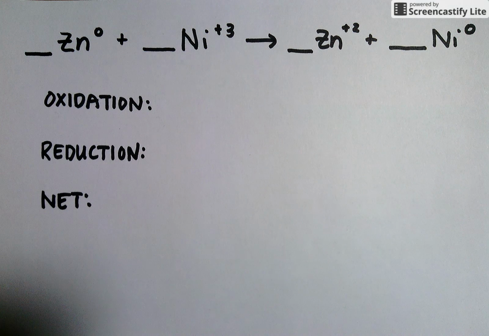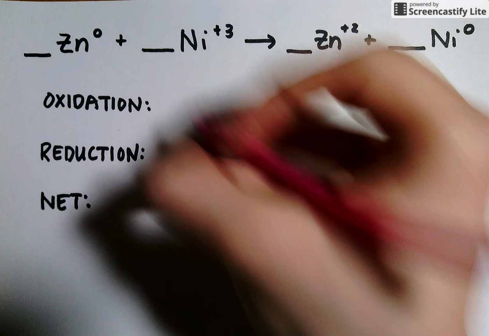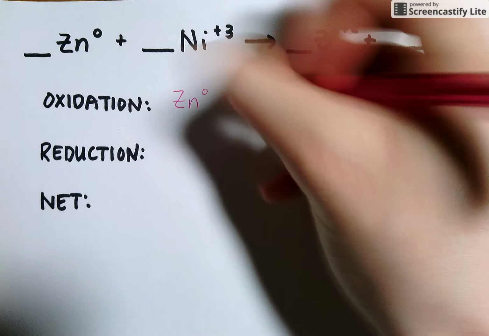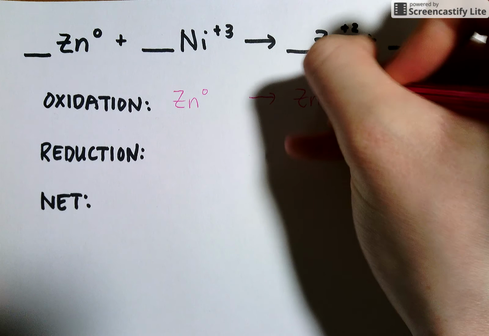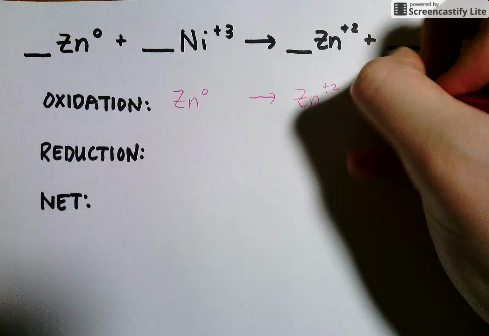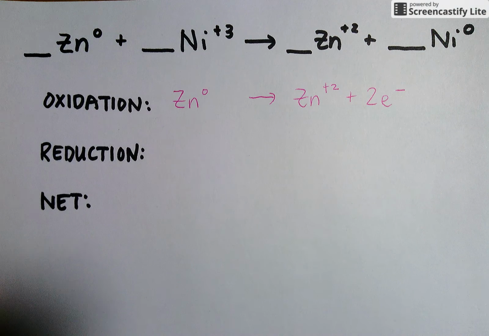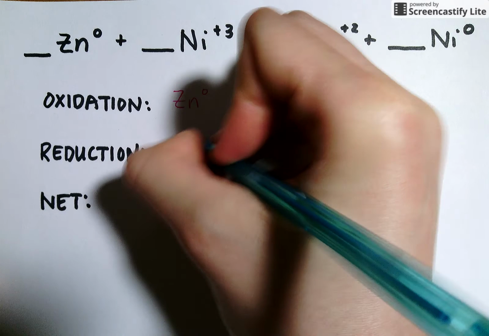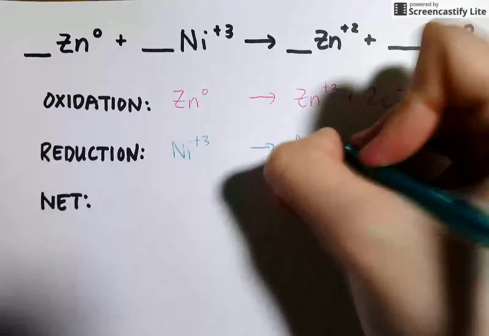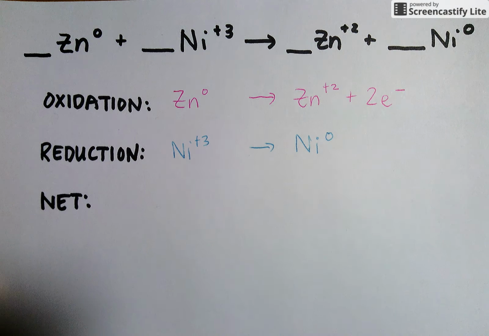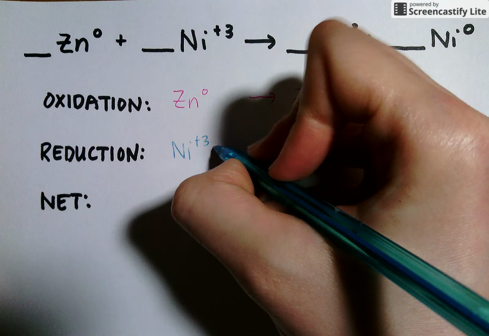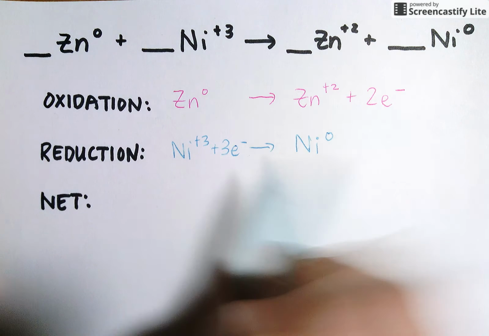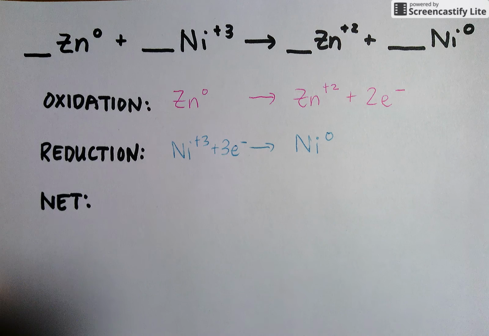What I see immediately, because the charges are already written there for me, is that zinc 0 is the species getting oxidized. So zinc 0 is changing into zinc 2+. That's going to require the loss of 2 electrons. Nickel +3 is getting changed into nickel 0. That's reduction. The charge goes down. So nickel +3 is changing into nickel 0. Again, that's going to require electrons to be gained in order to conserve charge. So it'll take 3 of them to make sure that both sides are equal to 0.